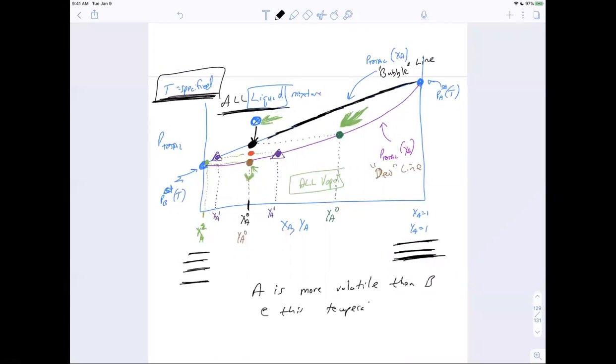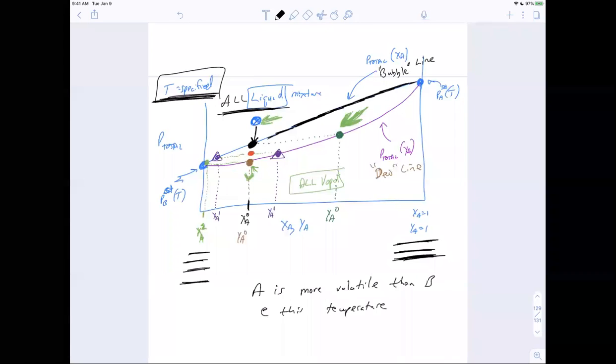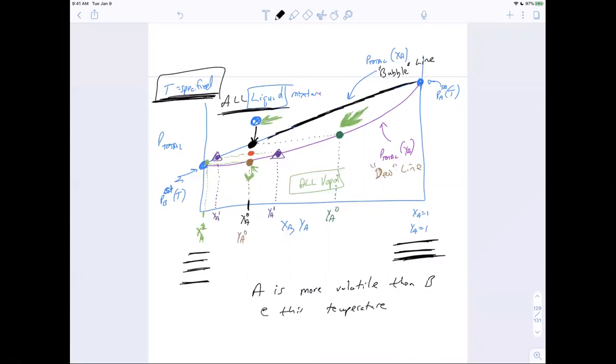Volatility just means the propensity of molecules of a particular chemical species to escape into the vapor phase. And this is really a reflection of the interactions, right? AA interactions must not be as strong as BB interactions. Otherwise, at the same temperature, the volatilities may be flipped.